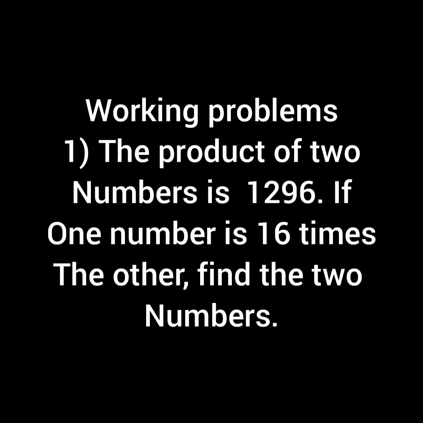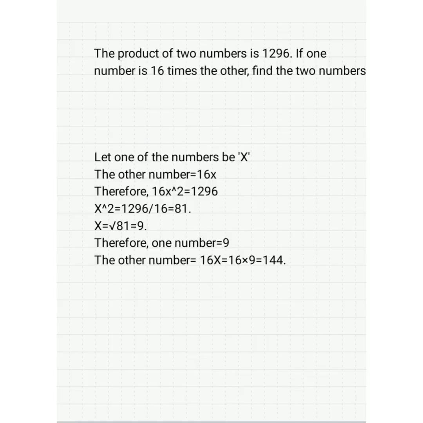The product of two numbers is 1296. If one number is 16 times the other, find the two numbers. Here, let one of the numbers be x. The other number is automatically equal to 16x. So what is the product of these two numbers given? 16x into x is equal to 1296. Therefore, x square is equal to 1296 by 16, which is equal to 81. x square is equal to 81, x is equal to root 81, which is equal to 9. Therefore, one number is 9, the other number is 16x. Therefore, 16 into 9 is equal to 144.